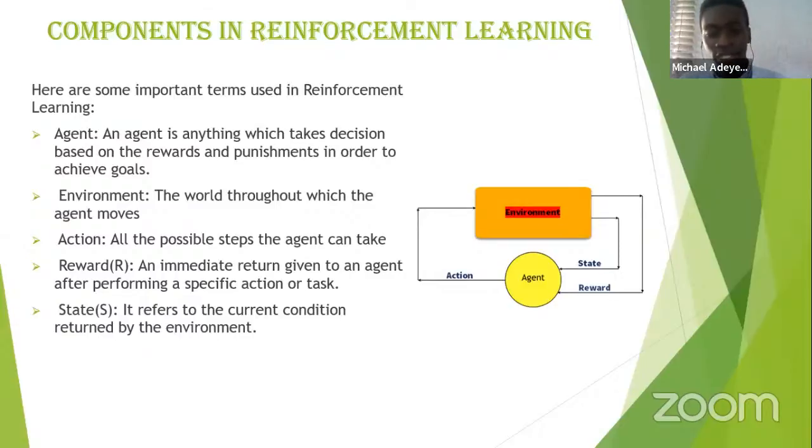So we have the state. The state is referred to as the current condition returned by the environment. So the particular place the agent is in is the state where the agent is.